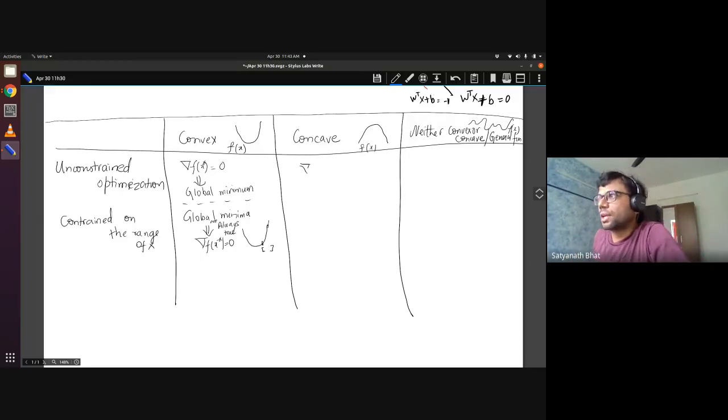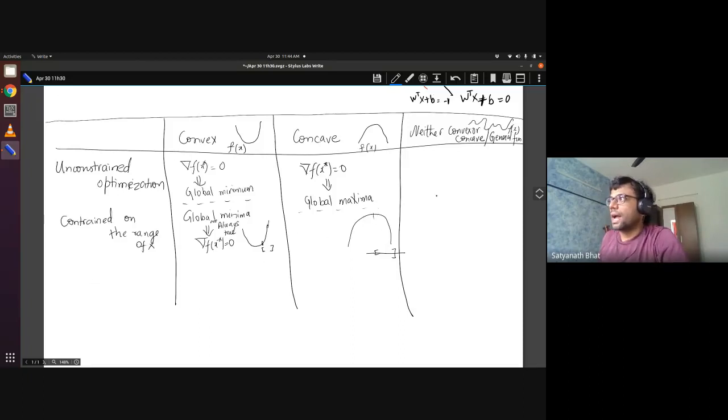Again, for concave, if gradient f of x star is equal to 0, then we know that it is a global maxima. And again, if you put a constraint, then we always have that problem. If you take a set like this and constrain the range, then if you just look over that, of course the gradient f of x may not be 0.